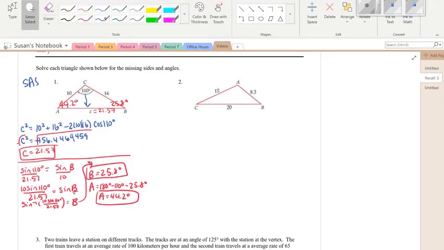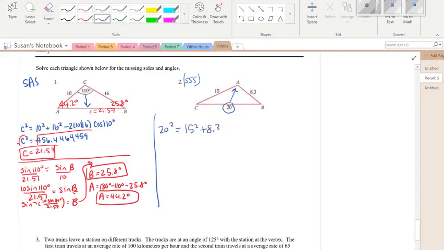And looking at the next triangle, this one is a side, side, side. So again, law of cosines. And again, remember our note that we said earlier, you always want to pick the largest angle when solving, because that way you avoid the ambiguous case. So the largest angle is always across from the largest side, so that means we're going to be solving for angle A first. So we have 20 squared is equal to 15 squared plus 8.3 squared minus 2 times 15 times 8.3 times the cosine of A.